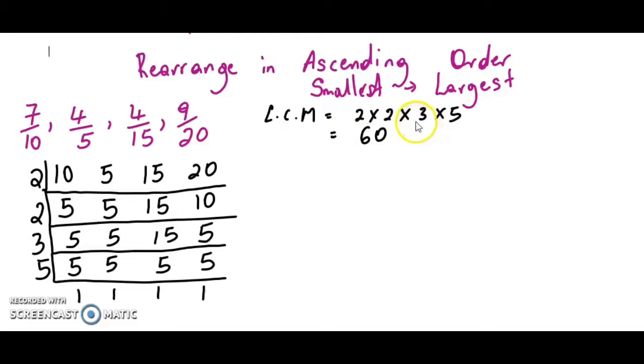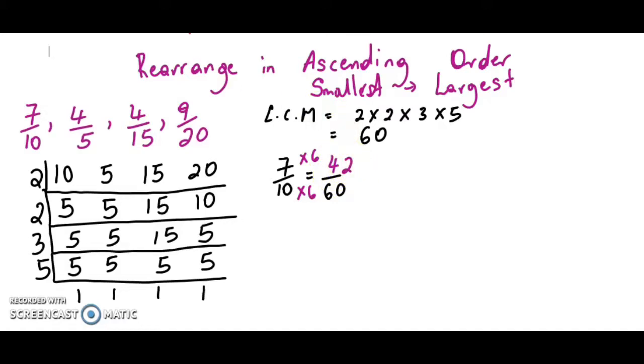What we're going to do next, we are going to rewrite these fractions as equivalent fractions. So let me start with this. 7 over 10 is equal to a number over 60. The question is, what did they multiply by 10 in order to get 60? They multiply by 6. 6 times 10, 60. So we're going to multiply 6 times 7, and here we have 42.